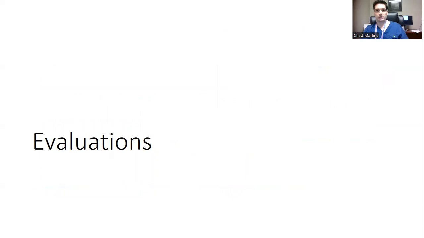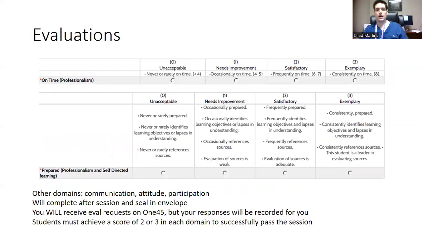Finally, you guys are going to be asked to complete an evaluation on each student on a scale of 0 to 3. Basically 2 and 3 are satisfactory or exemplary, and that's passing the class. And then if they get a 1 or a 0, they're not going to pass, and they're going to have to do some additional work in order to get credit for the course. So they'll be evaluated for timeliness, preparation, communication, attitude, and participation. You'll basically complete that after your final session on Thursday, and you can leave it on your desk and the administrative support will come pick it up from you.